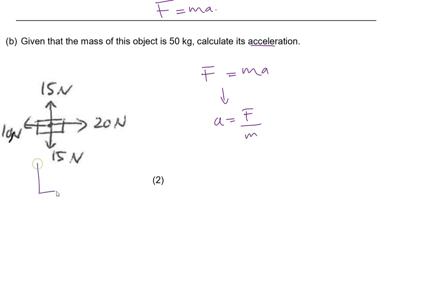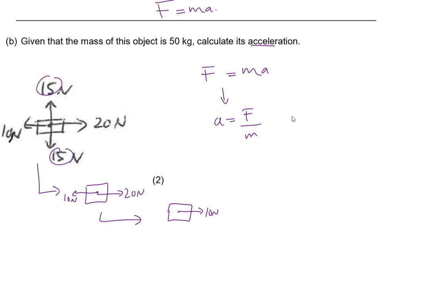So let's simplify this. Look, this here and this here are the same, so they cancel out. So we're left with 20, and then 10, and then we can simplify this again. So we're going to have the object moving to the right at 10 newton. So it's going to be 10 divided by 50. Okay, and then we get 0.2, and we need the units for this one, meter per second squared.